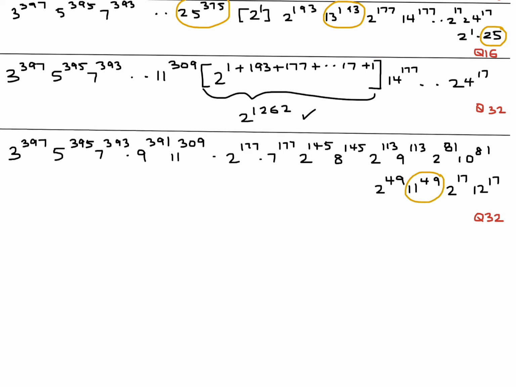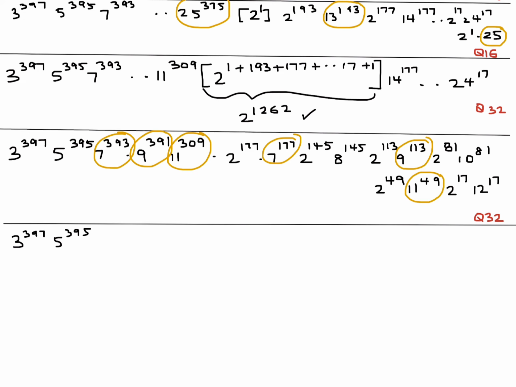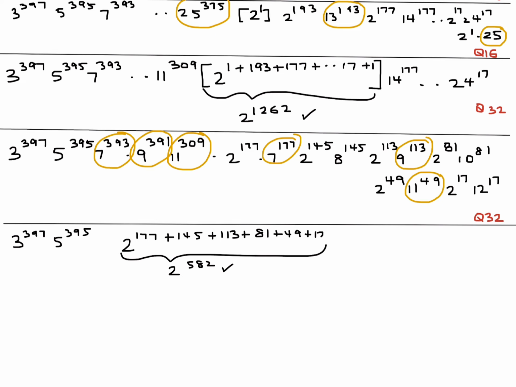Okay, now we can combine. The 11 combines with this, 309 plus 49, that gives an even number. The 9 combines with this 9, 391 plus 113, and the 7 combines with that. So now we are down to the final few. And then the 2 is going to be 177. There's not that many, so we can just list them. 145, 113, plus 81, plus 49, plus 17. And when you add all those up, that's 2 to the power of 582, which is an even number, so that is taken care of.